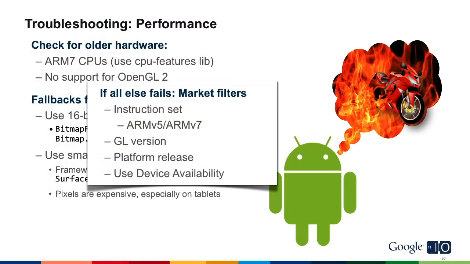Pixels are very, very expensive, especially on tablets. So this really will help. But if all else fails, we do have market filters, such as device availability, which was announced today, platform release, GL version, and instruction set. And you can filter on instruction set by only building a library for ARM5 or ARM7.